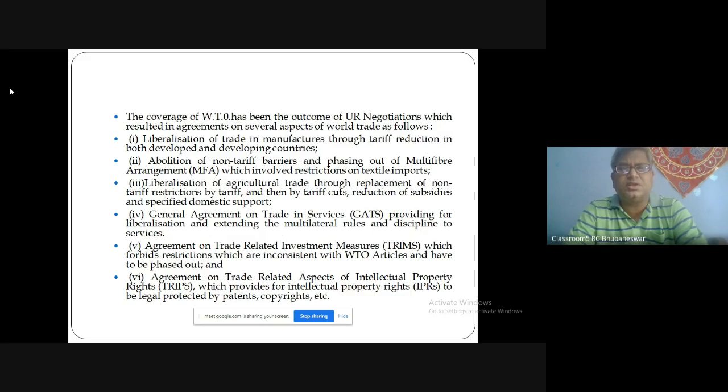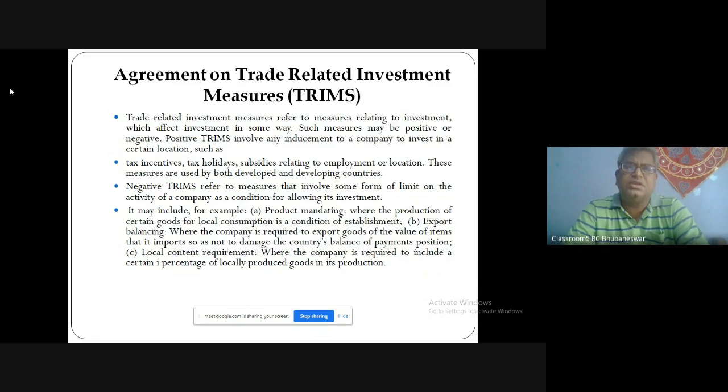Sometimes the WTO can overcome some of the agreements, for example abolishing non-trade barriers and most favored arrangements. Sometimes it can change the existing multilateral rules or the trade system, the agreement on trade related investment measures, TRIMS also. Sometimes it can focus on TRIPS, trade related aspects of intellectual property rights, or IPR. So this is why the WTO has a focus on these. TRIMS means the agreement on trade related investment measures.